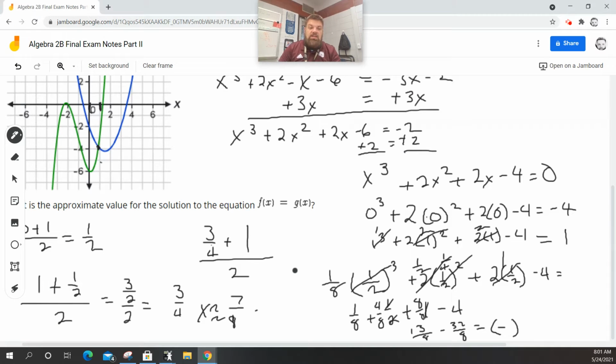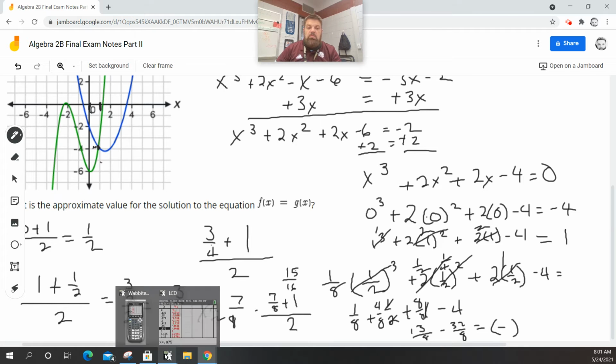And so what I'm doing is I'm incrementally halving. We started off between 0 and 1, took the average, we were at 1/2, found out it was still negative, took the average of that, we got 3/4, took the average of that, we're at 7/8. And now we need to take 7/8 plus 1 all over 2. This becomes 15 over 16.